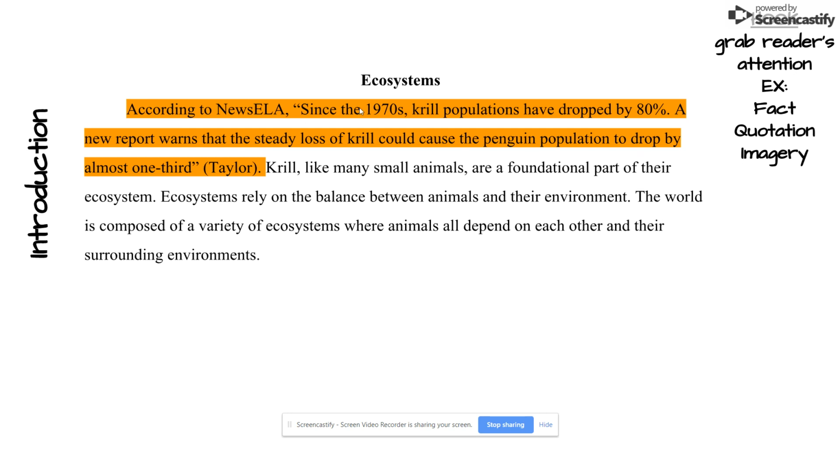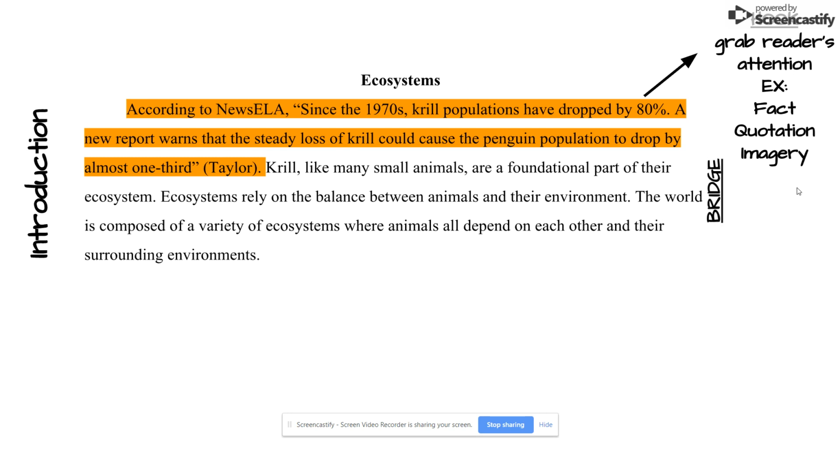You'll notice that in this essay, it starts with kind of a combination of a fact and a quotation. I'm telling you about this dramatic decline in the krill population so that you'll be able to have a better understanding of and care about how quickly an ecosystem can be destroyed. So make sure you have some notes on what the hook is on the right-hand side of your paper.